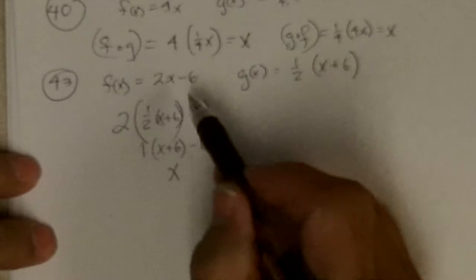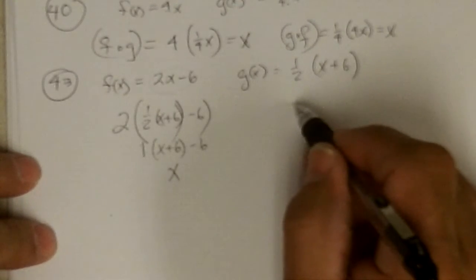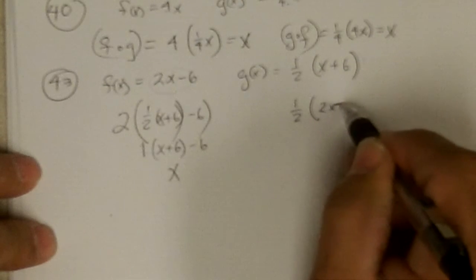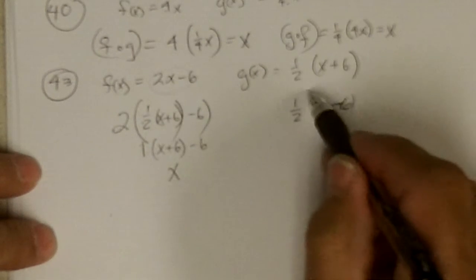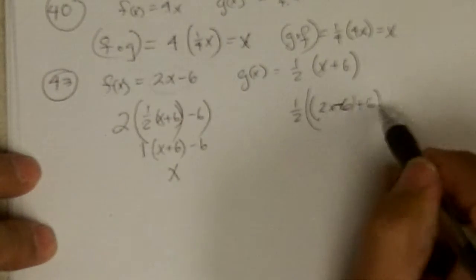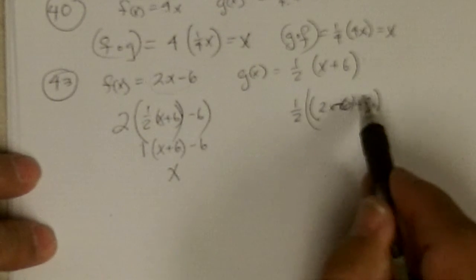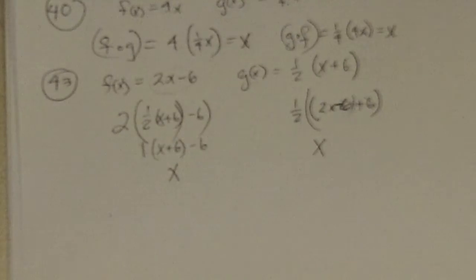Now we'll do it the other way. We're going to put this in place of the x over here, so we get 1/2 times 2x minus 6 and then plus 6. So these minus 6 and the plus 6 cancel, and so I get 1/2 times 2x, which is just x. And that's 5-1.